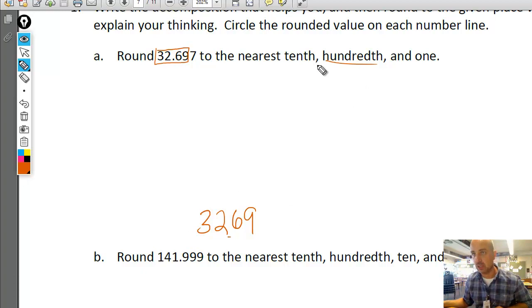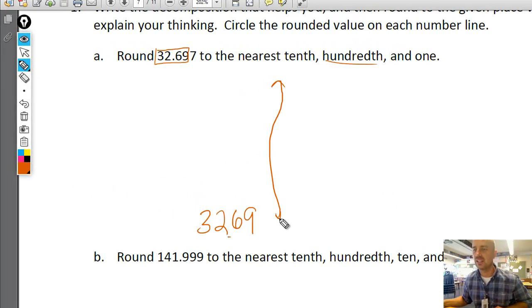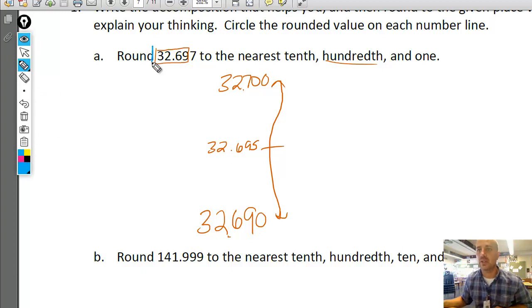So anyways, back to this problem. Hundredths, I have 32 and 69 hundredths. I put that down here, 3269. That's the bottom part of my vertical number line. If I'm counting up, 3269, or I have 3270. Halfway point, add that 5: 3269.5. Now I'm going to expand it out. I can add a 0 to each one of these to make it relevant, or find it in context.